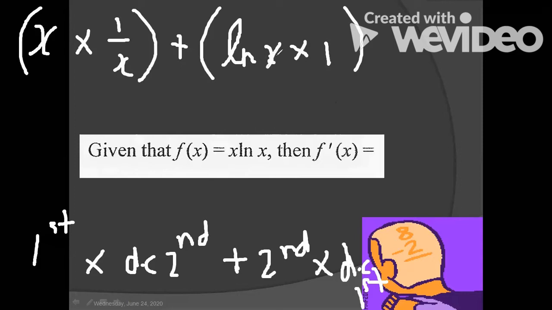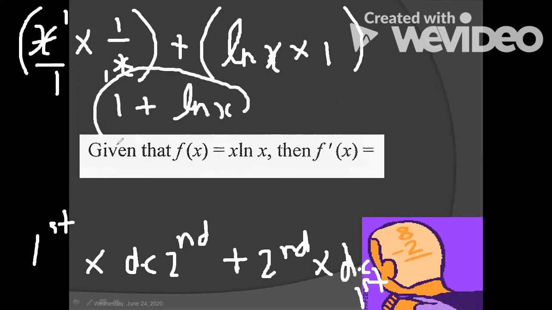And we can simplify this a bit further. As you can see, x times 1 over x, what's going to happen? The x will cancel out, not true? And all of this is actually 1. And 1 times ln x is just ln x. So this is our answer: 1 plus ln x. I hope you guys are following.